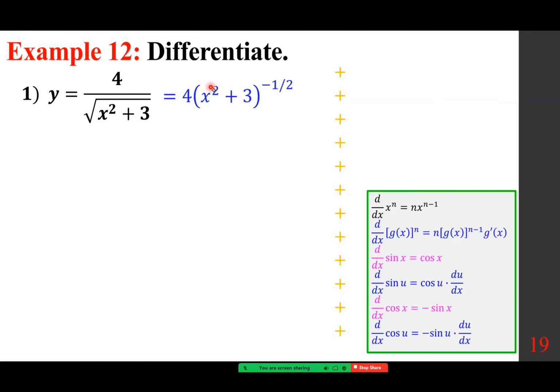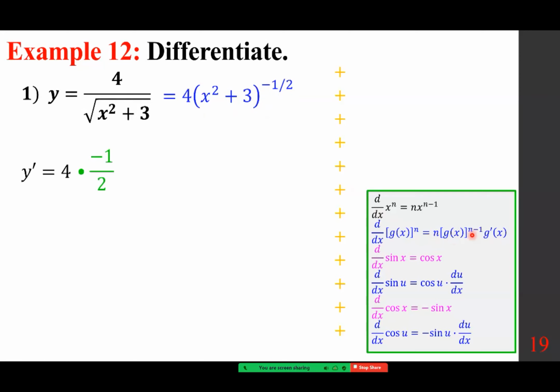Now, I'm going to go with the extended power rule, everybody. First, this 4 is there, so just leave it. Then g of x to the power of n, something to the power of n. I hope you realize this is your g of x, this is your n. So I need the n, negative 1/2.